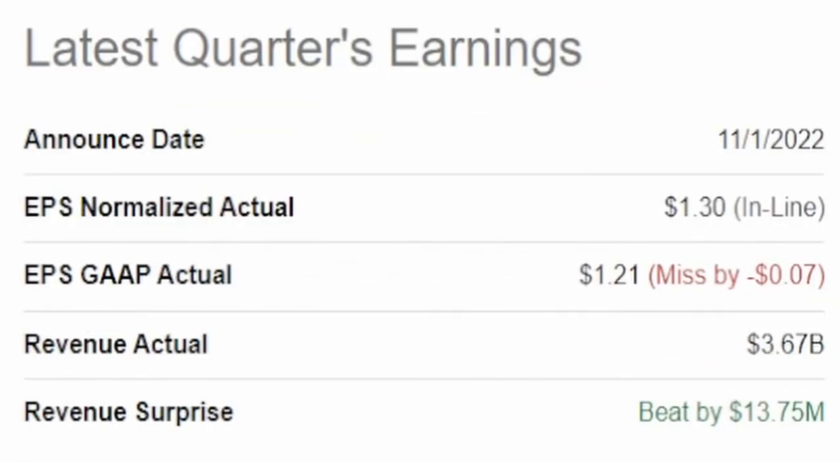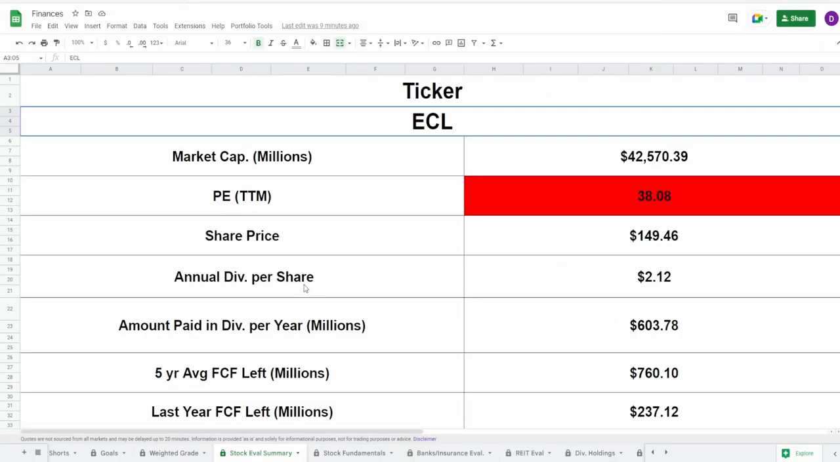So with that, now let's actually see the last quarter's earnings. They had earnings on the 1st of November, so we'll probably see this again in February. And we can see that the EPS normalized actual was in line at $1.30. EPS GAAP actual, $1.21, which is a miss by 7 cents. Revenue actual, $3.67 billion, which is a beat by $13.75 million. So with that, let's come into the calculator.